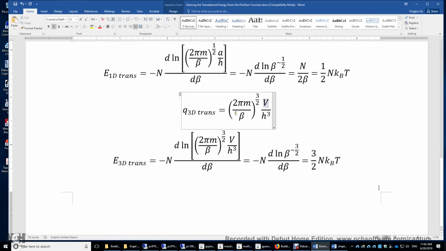Then we plug the expression of q into, again, the expression of the energy equals negative N d ln q over d beta. You can easily tell that other than this term, the other terms do not depend on beta, so they disappear. Then we have simply d ln beta to the power of negative 3/2 over d beta. The result is 3/2 N k_B T. So in the end, we can tell that the average one-dimensional translational energy is 1/2 k_B T. The average three-dimensional translational energy is 3/2 k_B T.